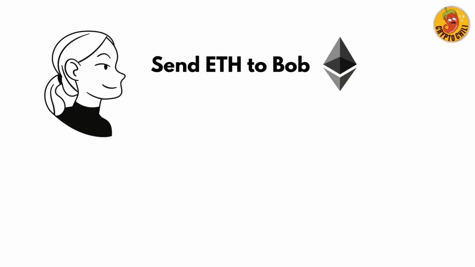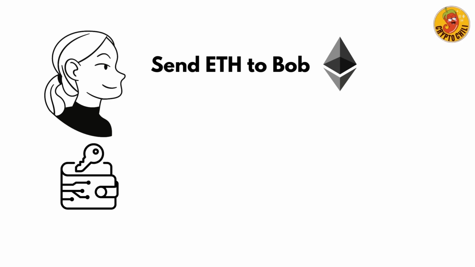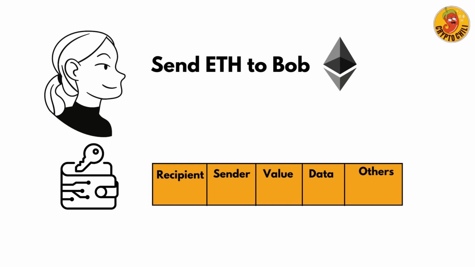Now Alice wants to send Bob 1 ETH. To do this, she uses her wallet to initiate a transaction, a message that is sent to the Ethereum network. This transaction contains different fields of information. As receiver, Alice puts Bob, she adds herself as the sender, and the amount of 1 ETH that she wants to send. There are other fields, especially the data field, that will become important when we talk about tokens.